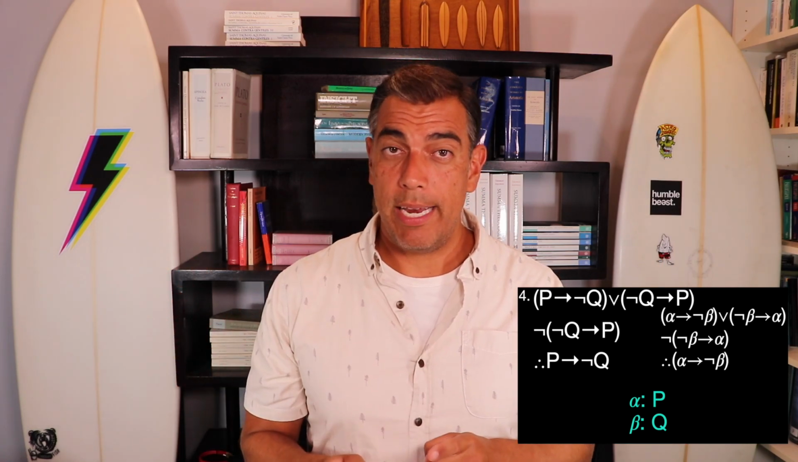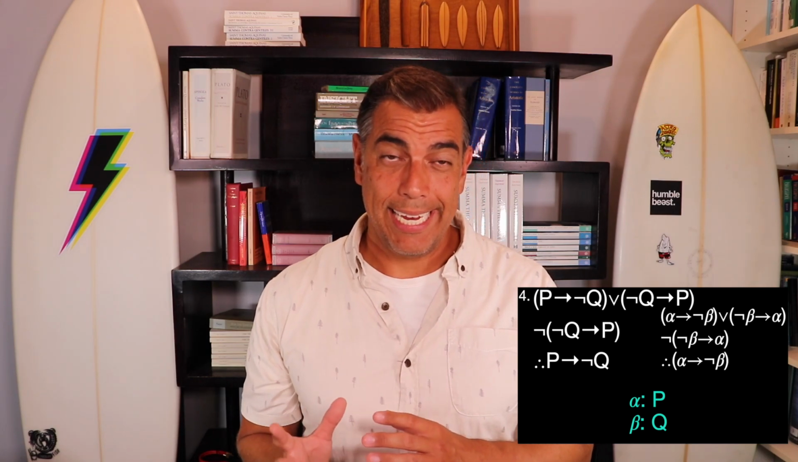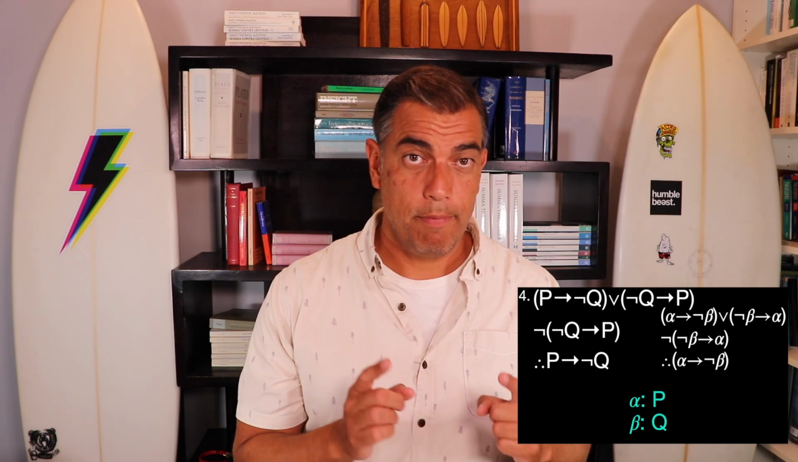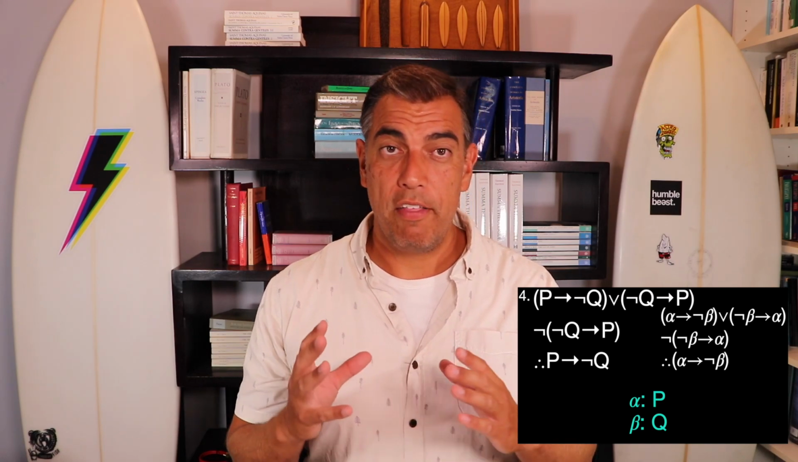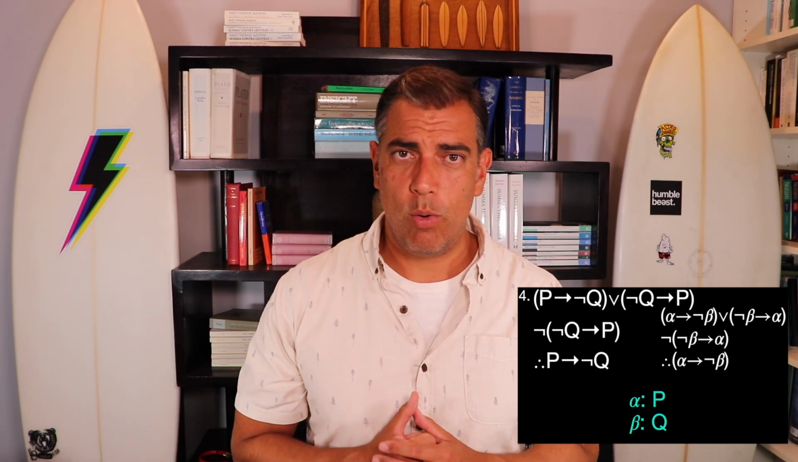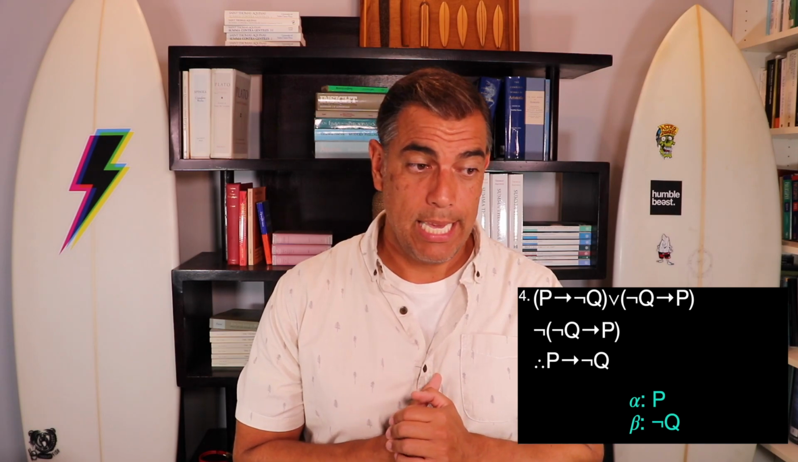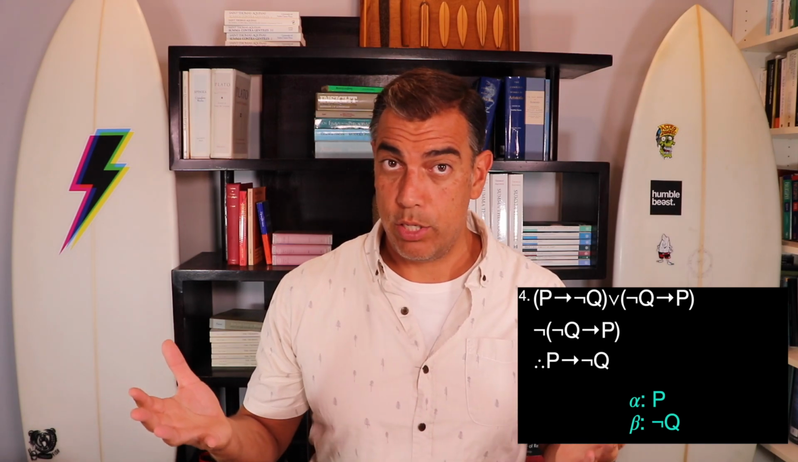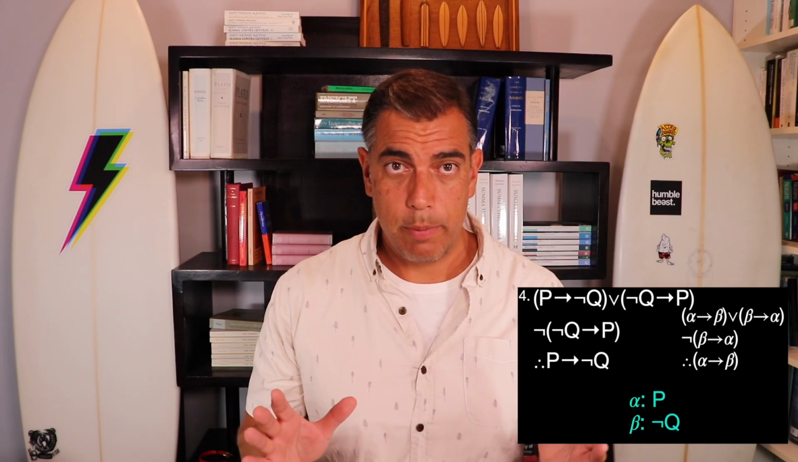If alpha then not beta, or if not beta then alpha. It's not the case that if not beta then alpha, therefore if alpha then not beta. That's still a whole hog of a mess. So let's see what we can do now. Let's make instead alpha to be P and beta to be not Q, because we see a bunch of not Q's in here. So this is going to clean things up a little bit more.